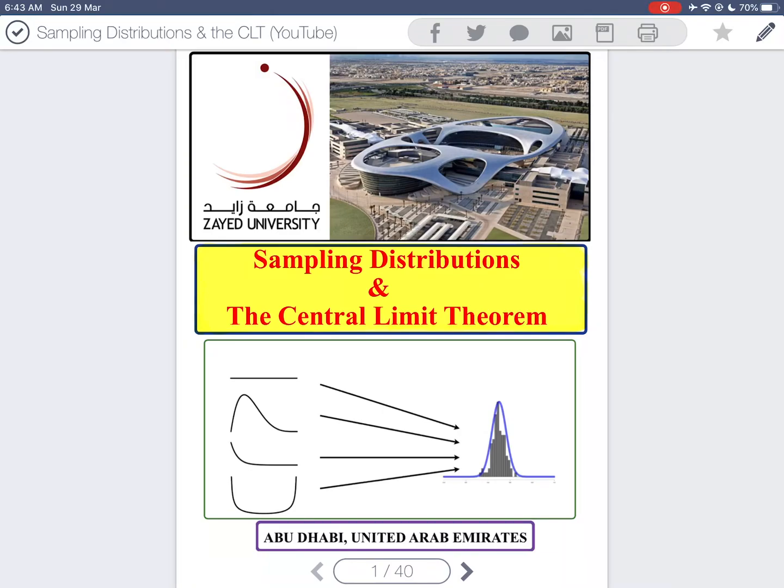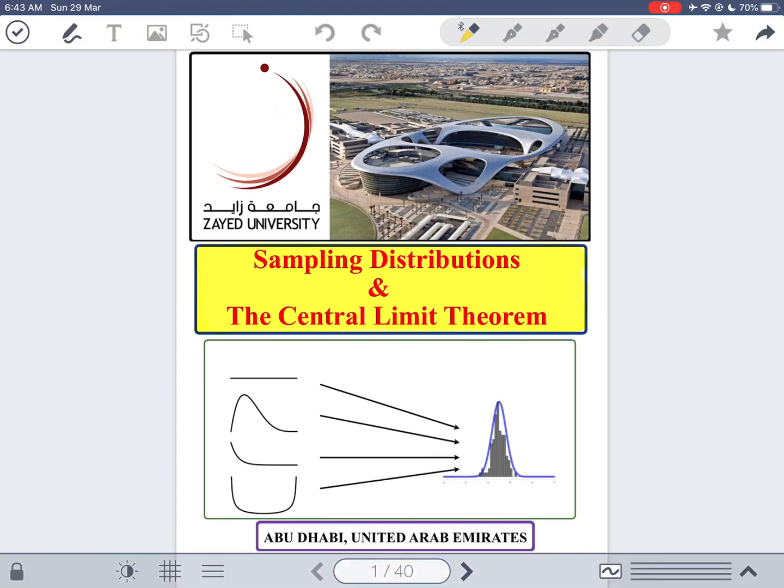Okay, in this video we will be talking about the sampling distributions and the central limit theorem. So it has two parts. We will understand what the sampling distributions are, and then we will look at the central limit theorem. Before we do anything, I would like to tell you that this central limit theorem is considered to be the most important theorem in inferential statistics.